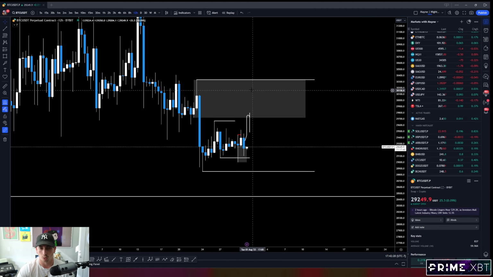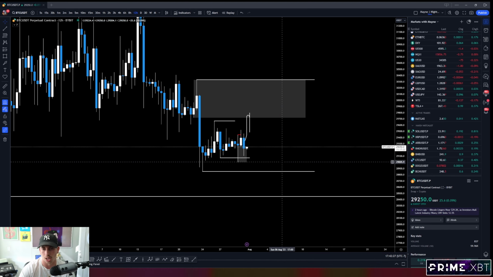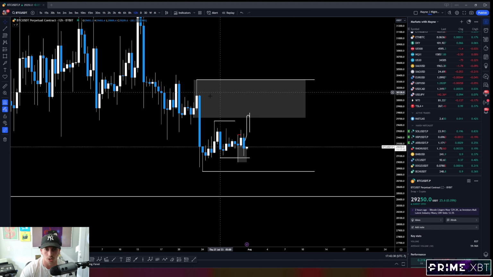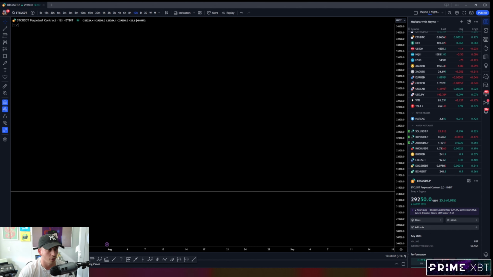So I'm interested in shorting in the upper part of the range. The only time I'd be interested in longing in a down leg is if we swept the low. Otherwise, I want to be focused on shorting near the highs. And it's the reverse for an up leg.